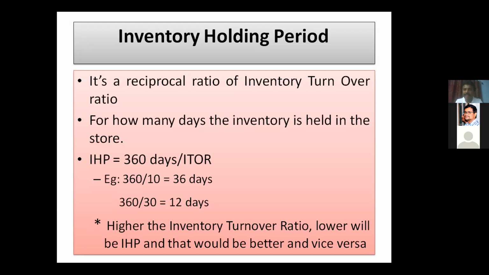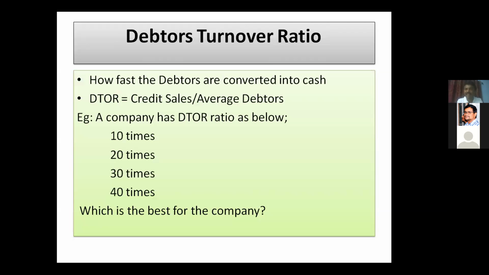So inventory turnover ratio measures the efficiency of the sales department. The sales force in an organization, it measures how efficiently they are working. It is the inventory turnover ratio. Another turnover ratio is the debtors turnover ratio.